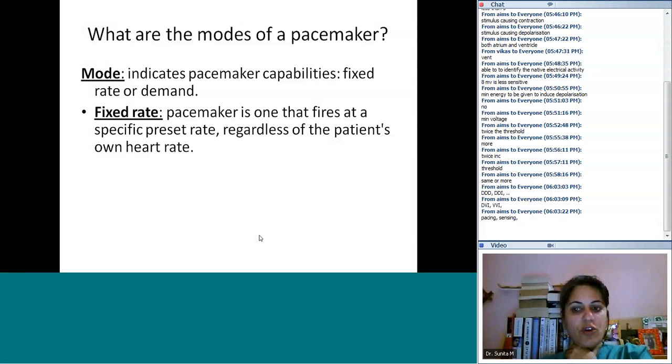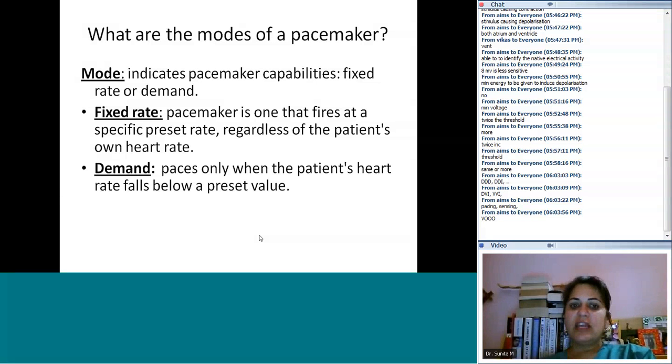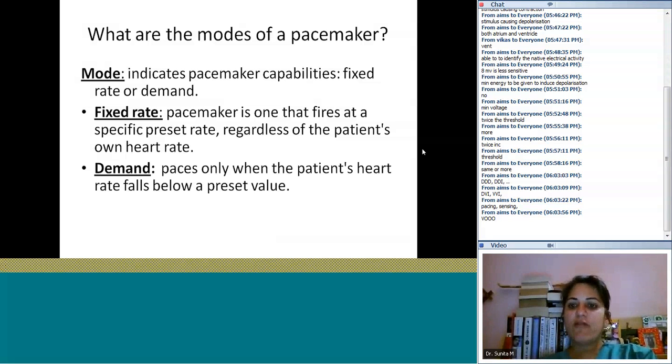You're not going to have sensing then, right? You're going to have a VOO mode. You're just going to keep pacing. So yes, your sensing and pacing are part of your mode, but essentially your mode indicates what your pacemaker capabilities are. And when you say it's a fixed rate, you don't need any sensing. It just fires at a specific preset rate. What is a demand mode? It paces only when the patient's heart rate falls below a preset level, right?